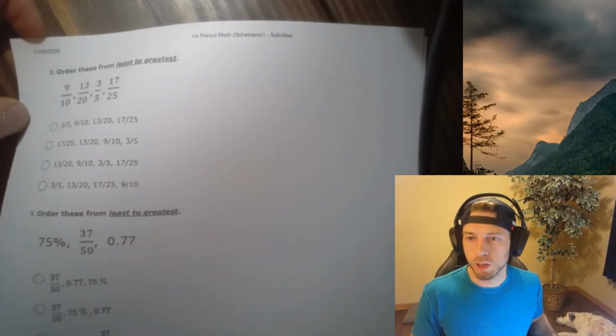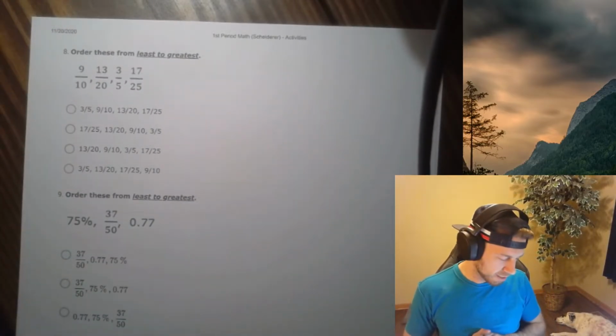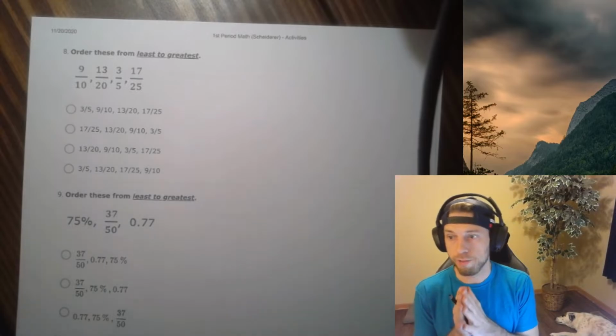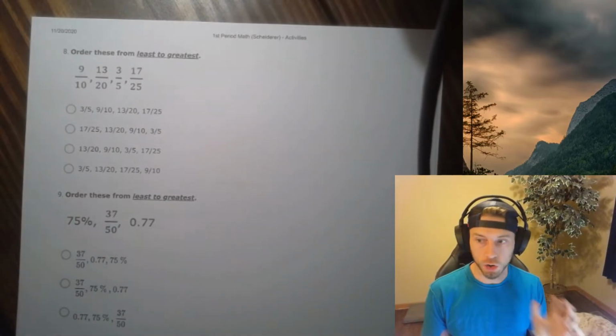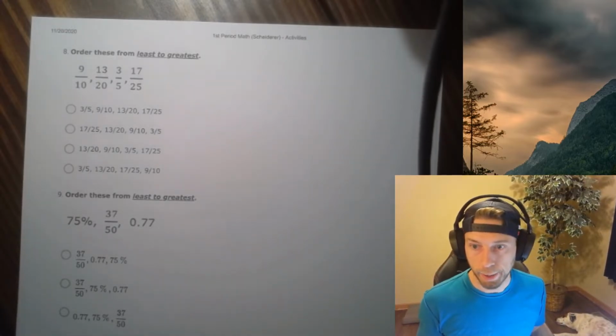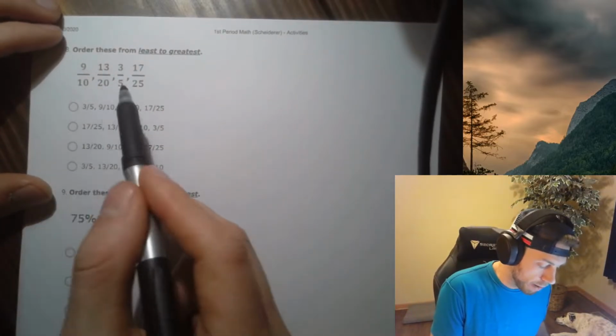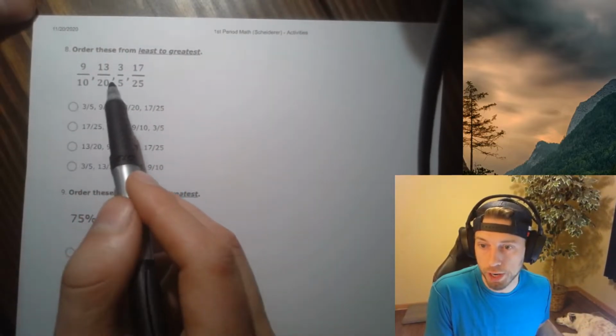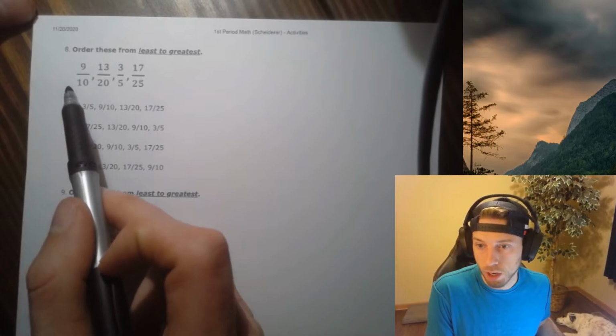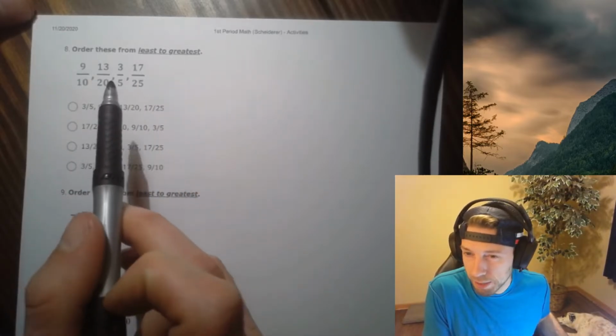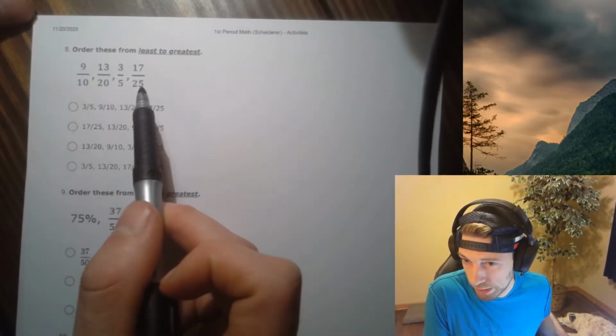Number 8. Order these from least to greatest. Now, ordering fractions from least to greatest is an annoying process. I'm not going to lie to you guys. So what you need to do to order fractions from least to greatest is make sure all the denominators are common. So you can make all of these denominators common. I believe the least common denominator for all of these is 50.